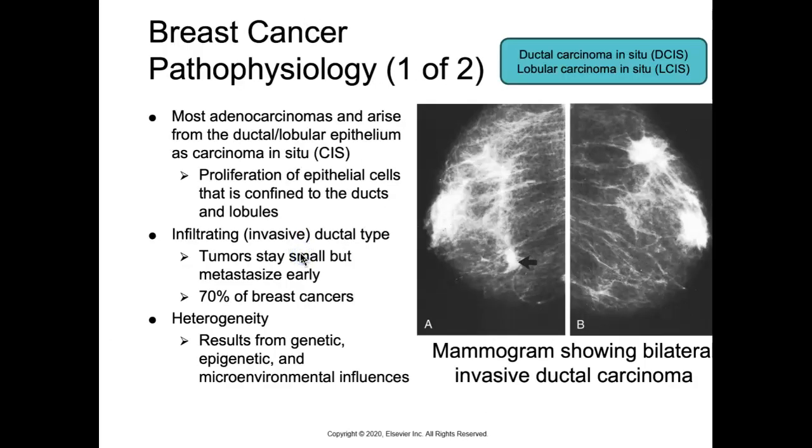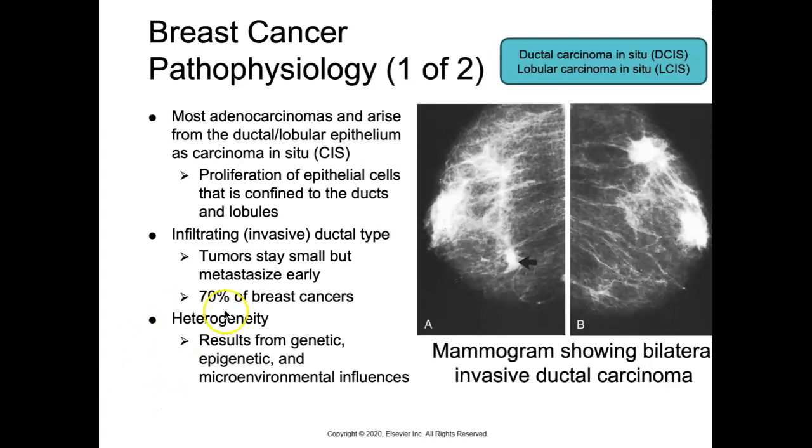Now let's get into the pathophysiology of breast cancer. Most of the adenocarcinomas are going to arise from ductal or lobular epithelium as carcinoma in situ. We'll get into the names in just a little bit, but I have them listed up over here. In both of these types, we'll have a proliferation of the epithelial cells that is confined to the ducts and the lobules. We have the infiltrating or invasive ductal type as well. That's when the tumors are going to stay small but metastasize early on, and that is about 70% of breast cancers.